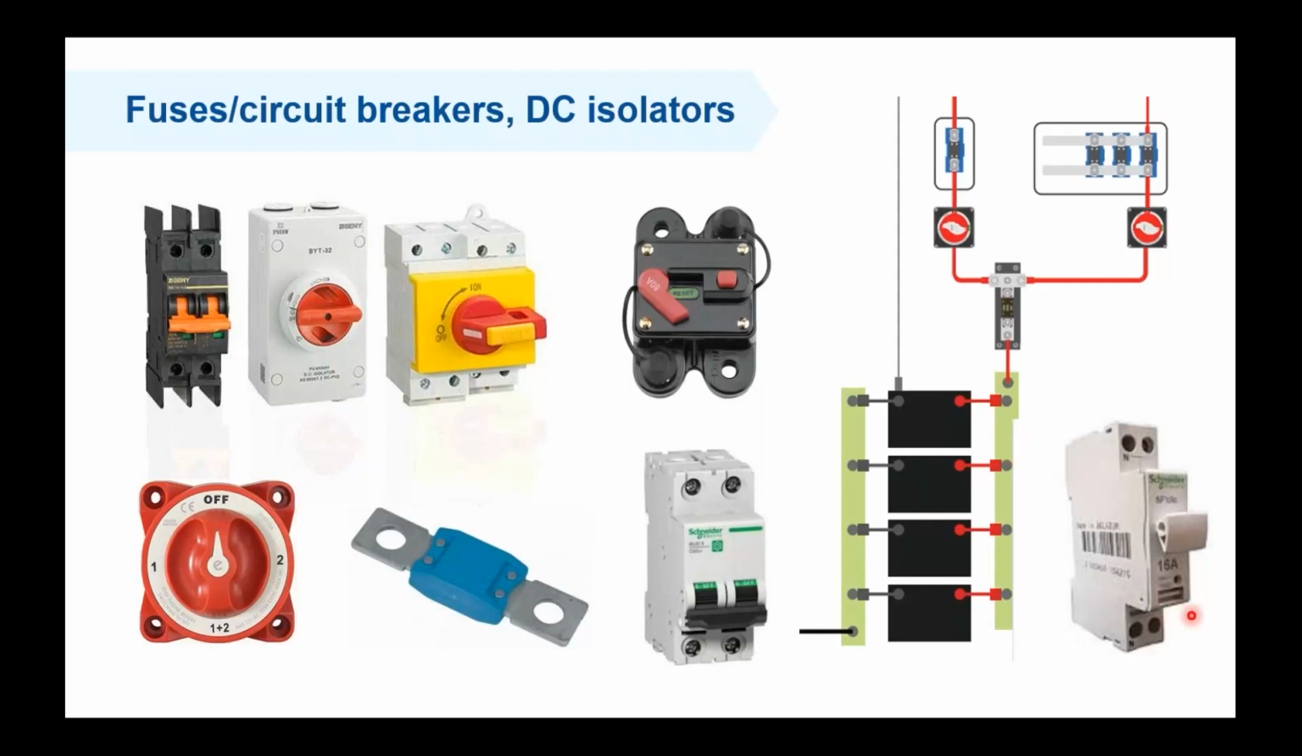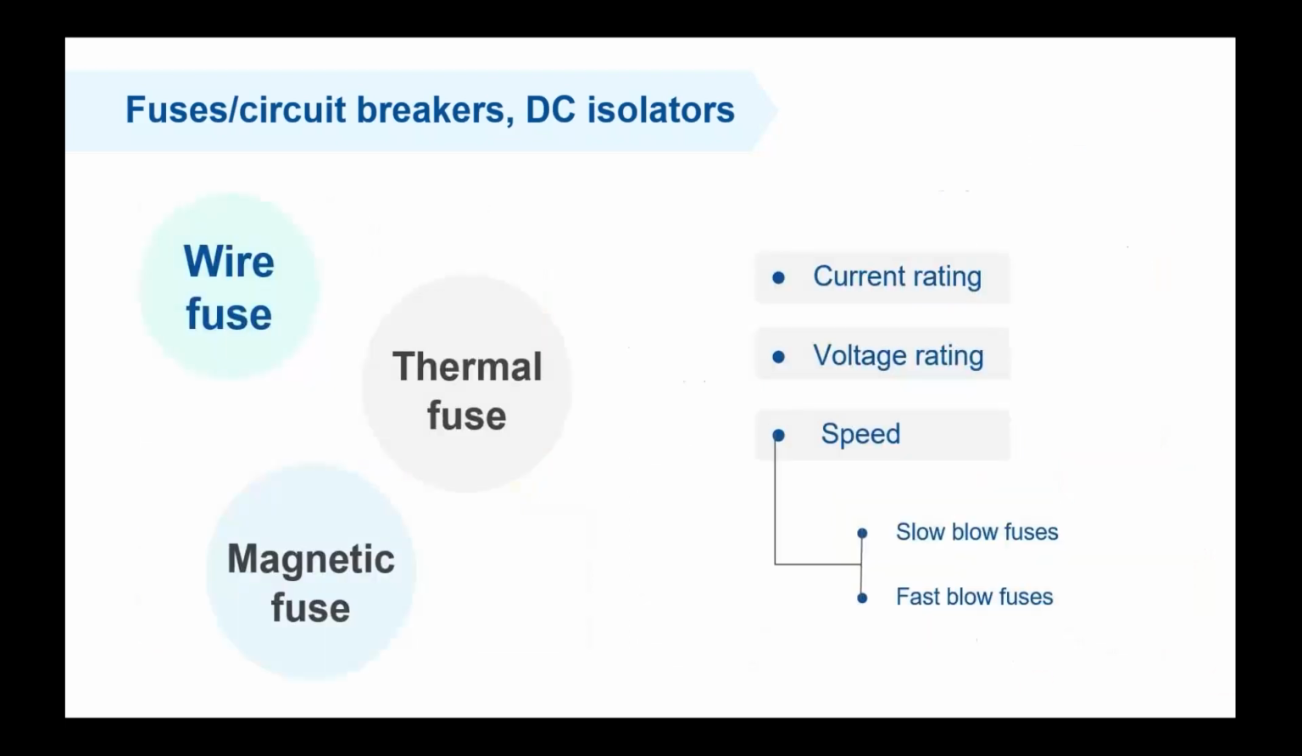So several types of these fuses are available in the market, and they tend to be confusing. We have ANL, Mega, CNN, etc. We have the isolators, we have the fuse holders, and we have automatic switches or circuit breakers, MCBs and so on. So in general, you have three types of fuses. You have the wire fuse, the thermal fuse, and the magnetic fuse.